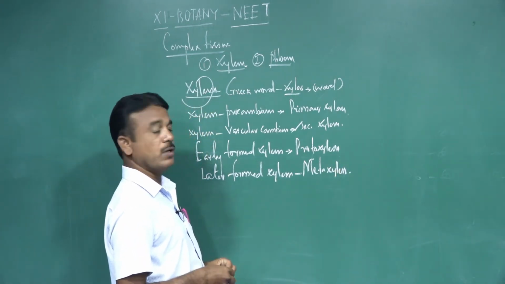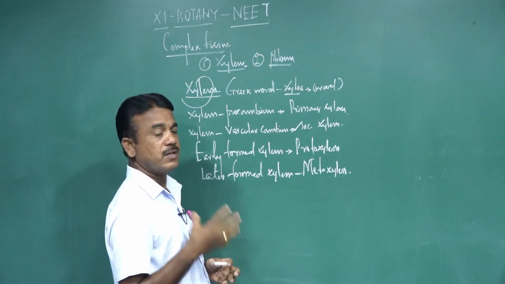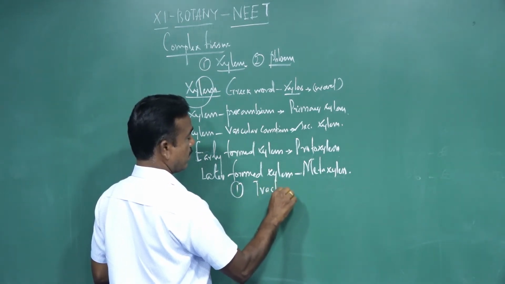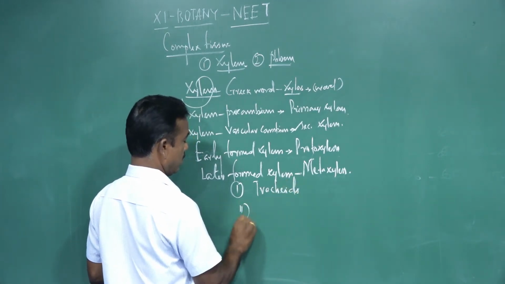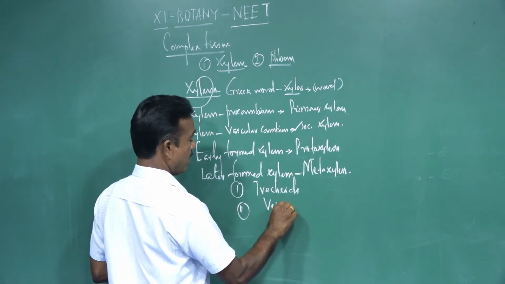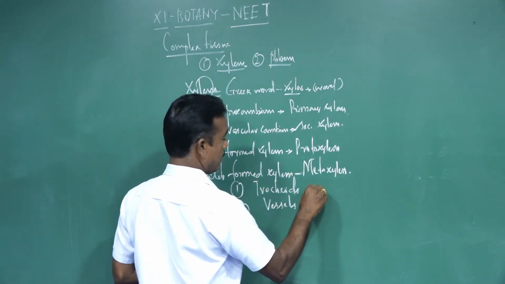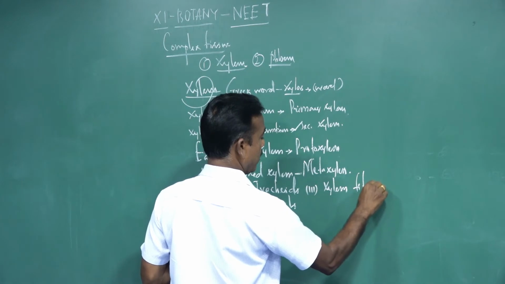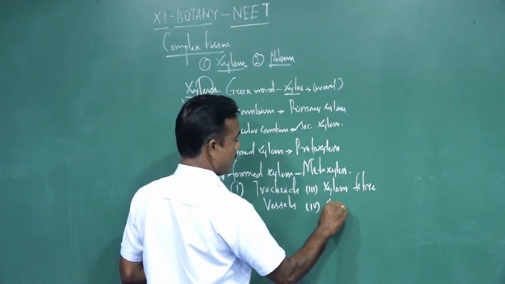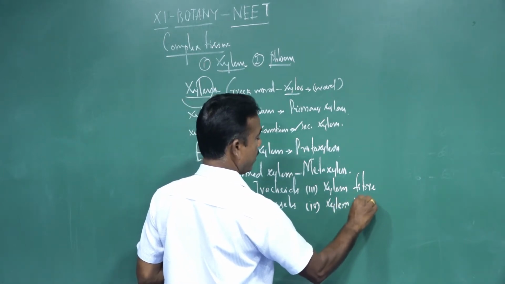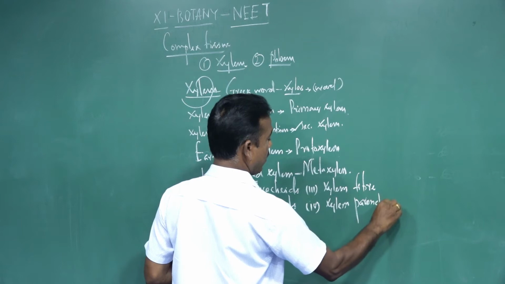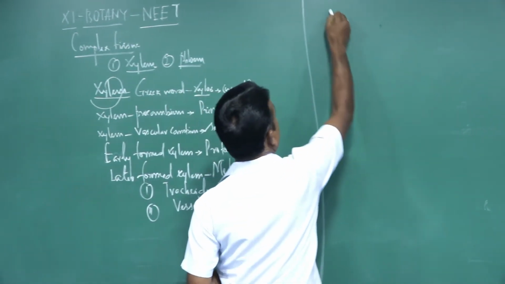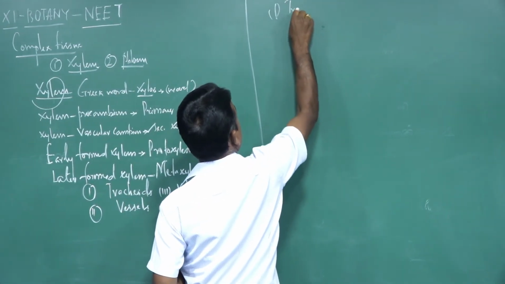Based on function, the xylem elements can be classified into four types, namely tracheids, second one vessels, third one xylem fiber, fourth one xylem parenchyma. Let us go to the first one, tracheids.